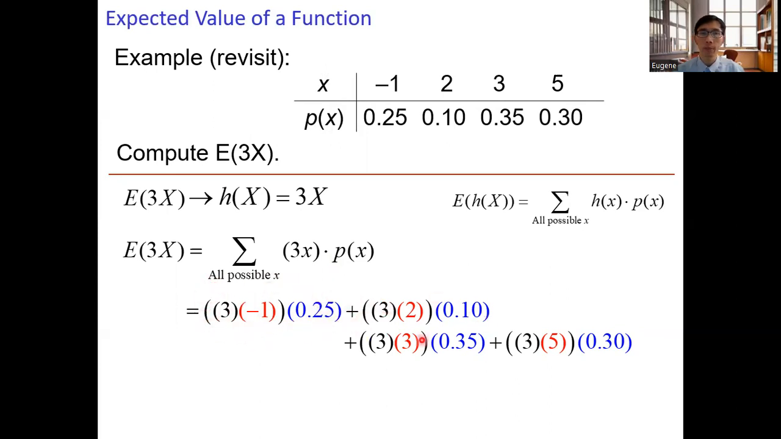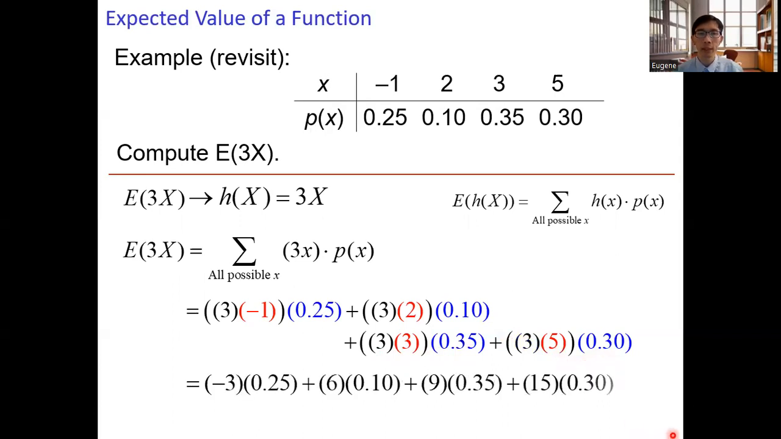And then the second term, we have 3x, where x equals 2, so we have 3 times 2, and then multiply the corresponding p of x, which is 0.1. The next term we get 3 times 3 times 0.35. And the last term, we get 3 times 5 times 0.3. Upon calculation, we should get the same value, 7.5.